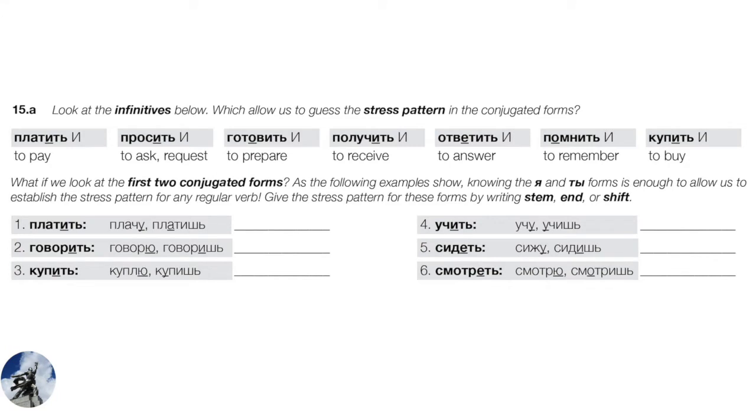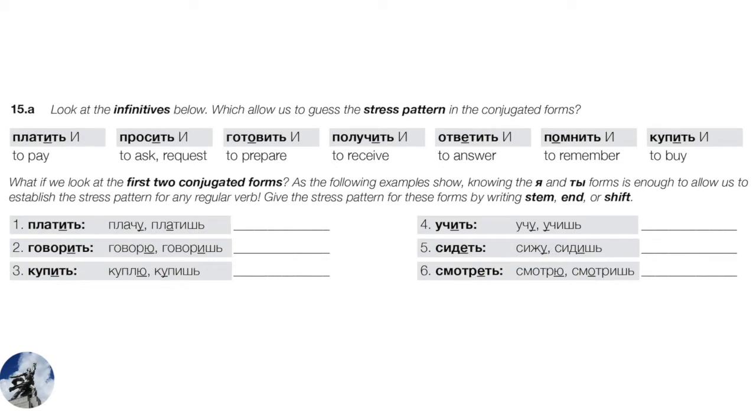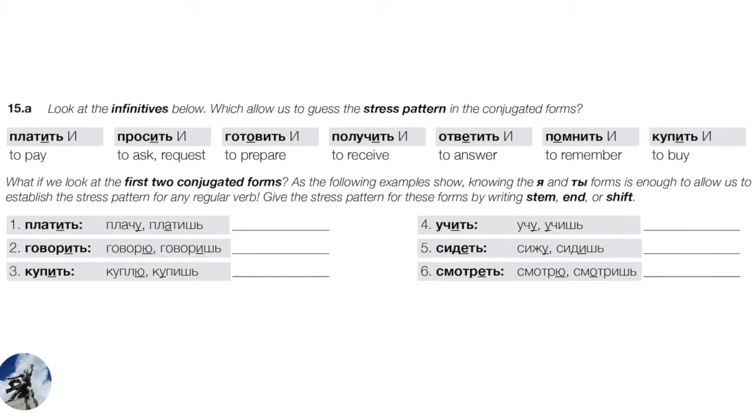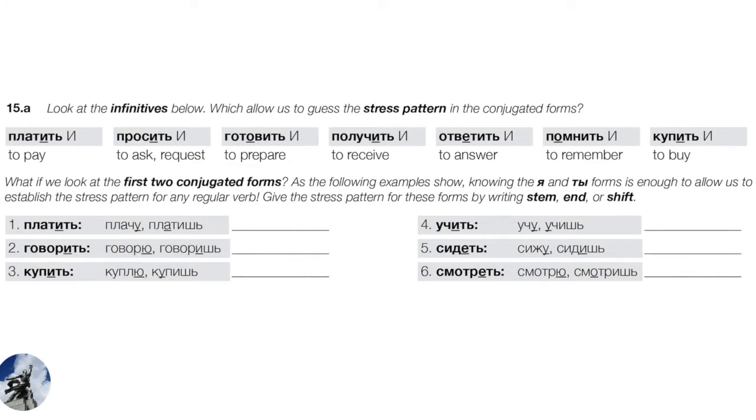That's stem stress. Okay, what about pomnit? Again, stem stress, right? We can be certain that's going to be stem stress. So we don't have to worry at all about the stress pattern. Pomnju, pomnish, pomnit, etc. And finally, kupić. Okay, there's the problem again. We don't know. We know that it's going to be ja kupliu, I will buy, but what next? Kupish or kupish? We have no way of knowing.